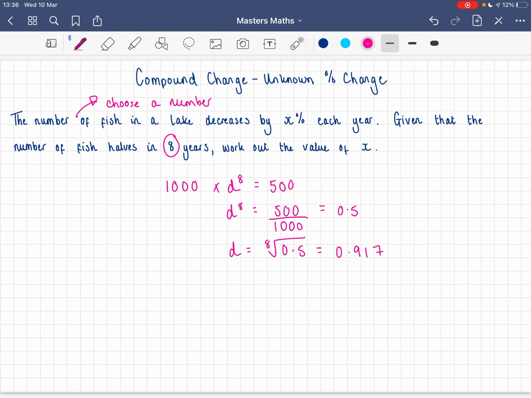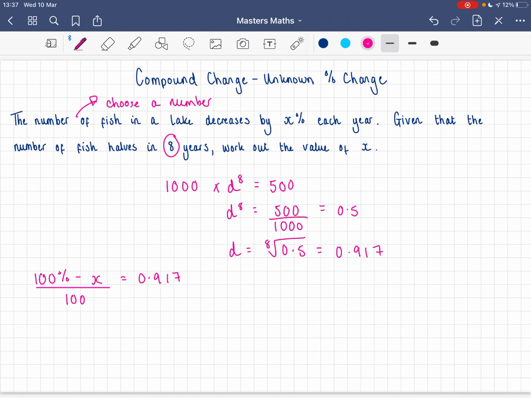And now I need to unpick that and get the actual corresponding decrease. Now again, this is a decrease, so we started with our 100%, we subtracted whatever x was, and we divided it by 100. And that gave us 0.917. To get x in this one is a little bit more complicated because it is a decrease.